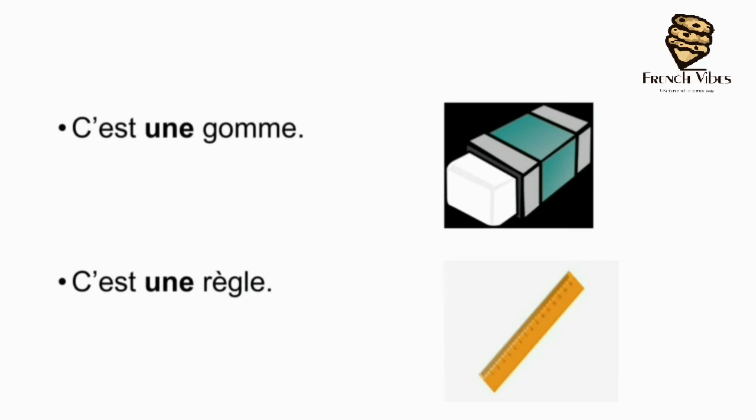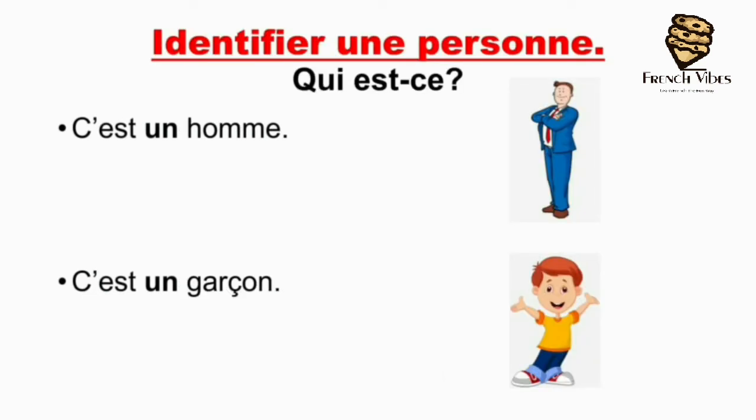C'est une gomme. It is an eraser. Une gomme means an eraser. C'est une règle. It is a scale or a ruler. Une règle can be a scale or a rule, for example, a grammatical rule or a traffic rule. Une règle can be a scale or a rule in French. Now this was about the objects. Now let's see the same with people.